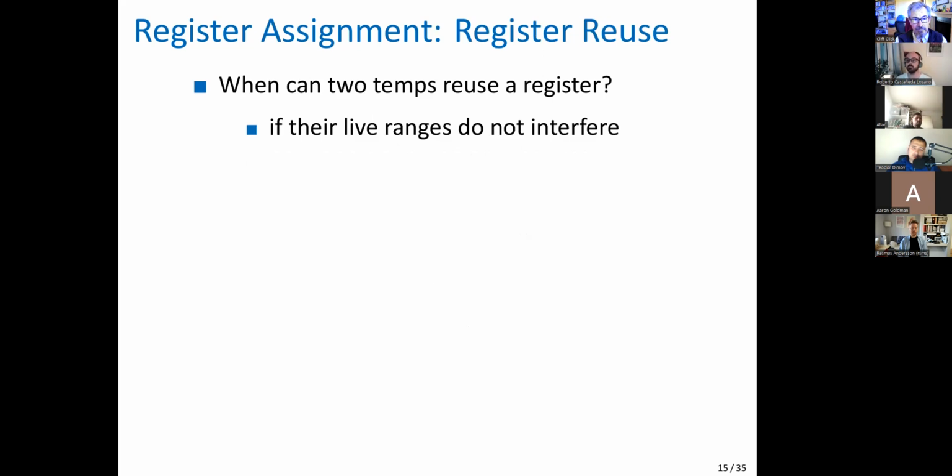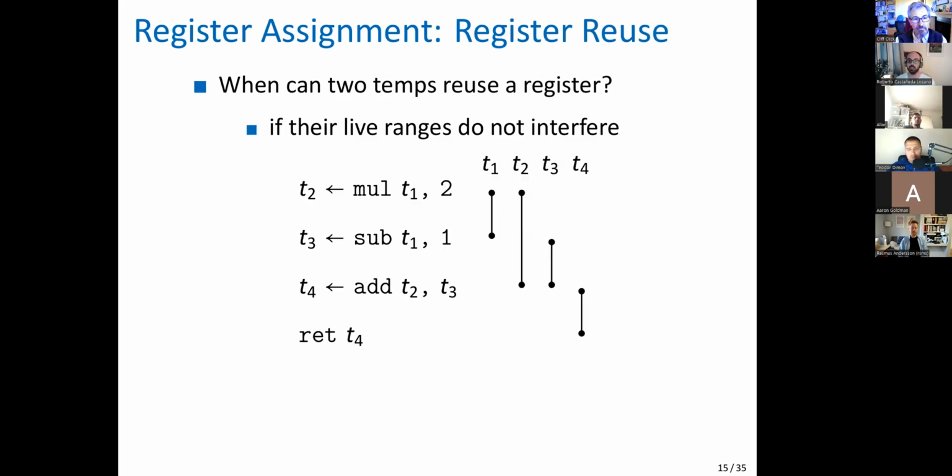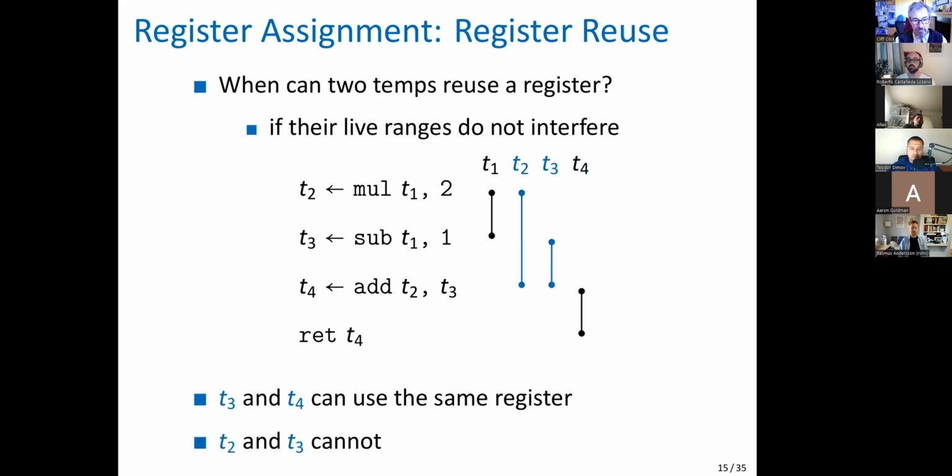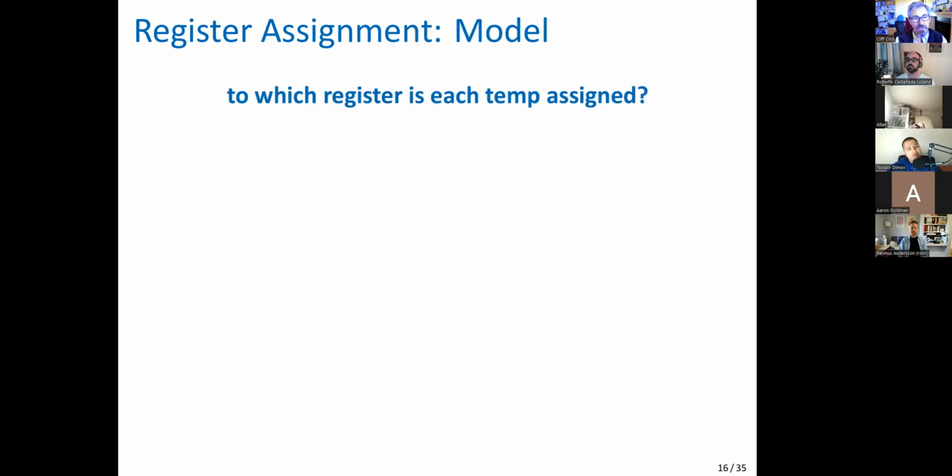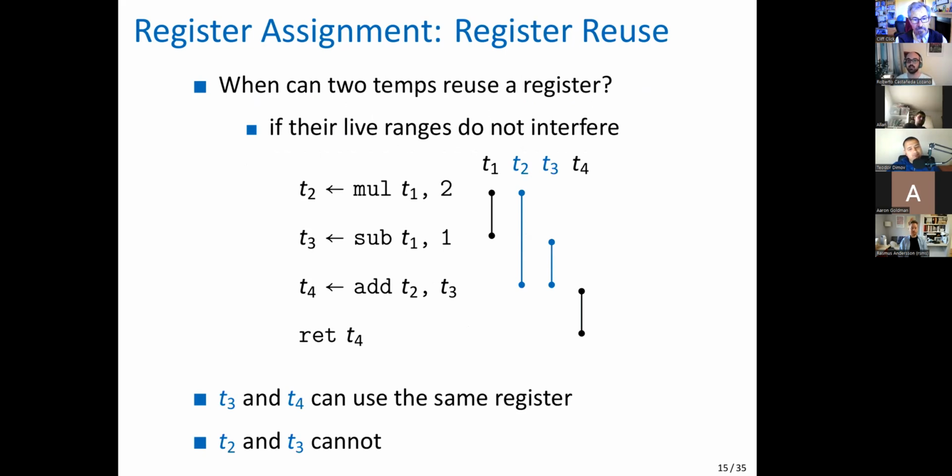So with this notion now, we can answer when can two temporaries reuse a register: if the live ranges do not interfere, right? If they do not overlap in time. So in this example here, for example, T3 and T4 can use the same register. The live ranges do not interfere, while T2 and T3 cannot use the same register because they interfere, right? And T1 and T3 can though, right? Right, exactly. T1 and T3 do not interfere, so they could also. So this is a two coloring.